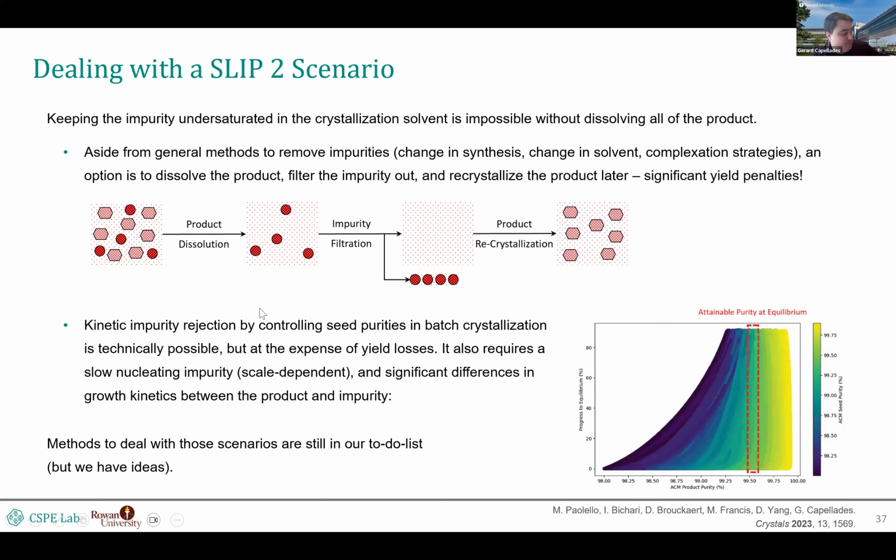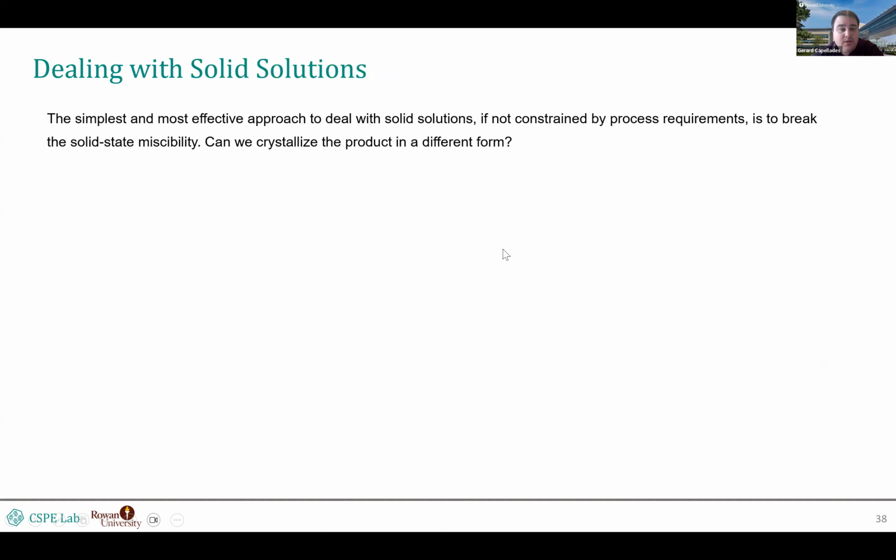You should see a bit more from us in the next couple of years on how to deal with selective scenarios. But right now, this is mostly what's available, what's being done. Solid solutions: the simplest and most effective approach is to change the crystal form, even if you're doing a workup step. You don't have to be isolating the final product while you're purifying it. If you can crystallize a different form, do that.